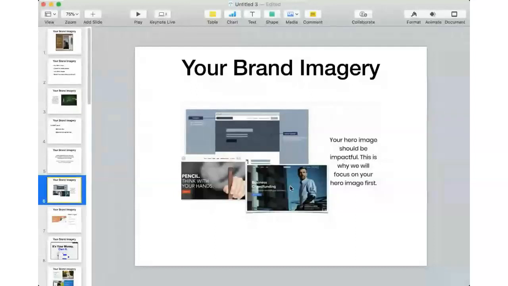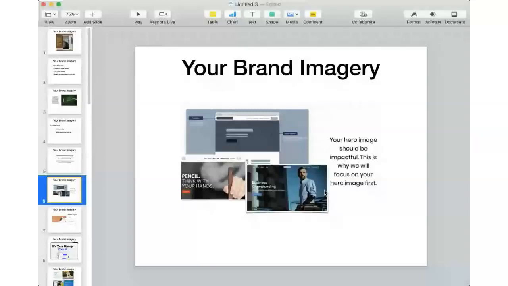Your customer hero. The hero image should be impactful. This is why we'll focus on the hero image first. And notice here that in this particular case, this is about creativity. And so we have a pencil. Think with your hands. This is actually a really good understanding. Okay. And then this one over here, this is business funding. And so we have a successful businessman in this image right here. Does that make sense to everybody?